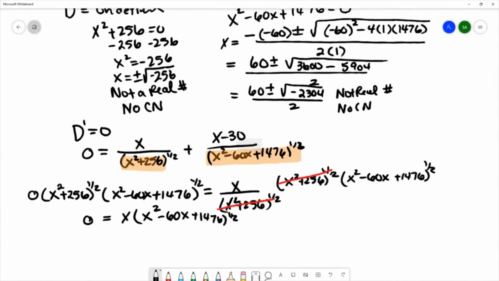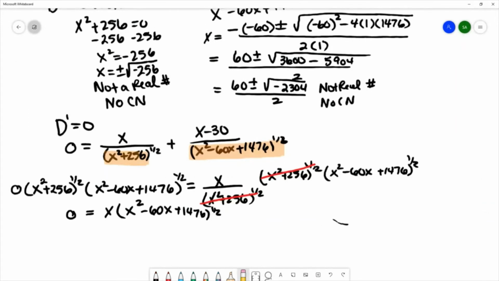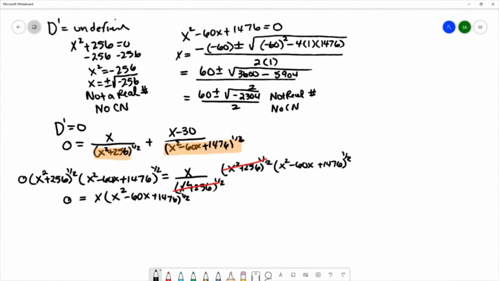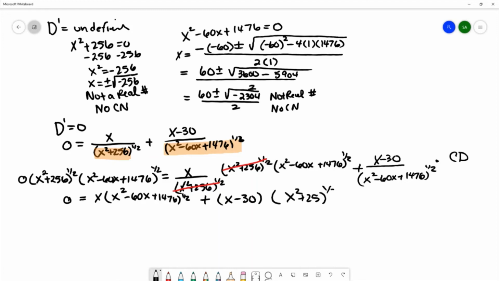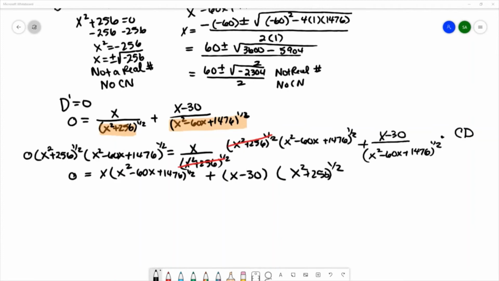And then we need to do the same thing to the last term. I think you guys get the idea there. So on the last term, we would have x minus 30 over (x squared minus 60x plus 1,476) to the 1/2 power times that common denominator. Just the one term cancels out, so we're left with x minus 30 times (x squared plus 256) to the 1/2 power. All right, so I just corrected a mistake I had right here. In case you missed it, I drew in that 6.